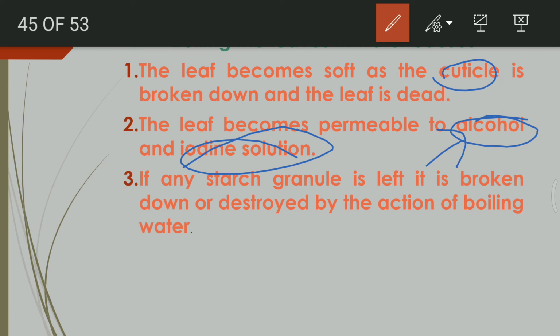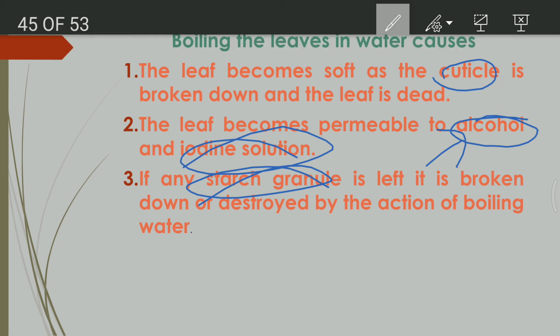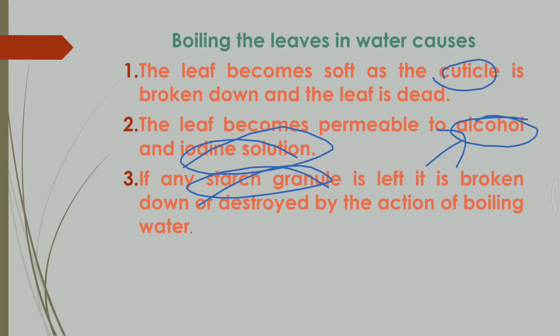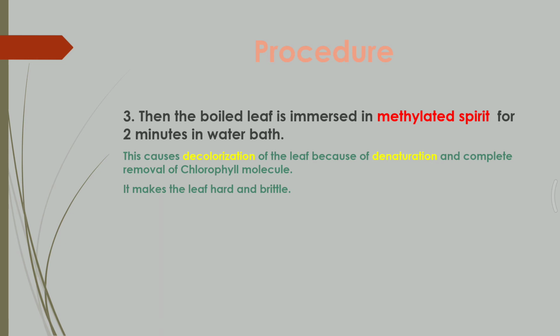And the third important thing which happens is the starch granules which are present inside the leaf, they all get destroyed by the action of boiling water. So granules will not be there anymore. Starch will be present but not the granules. So this is the importance of boiling the leaf in water. Next thing is, we place it in alcohol.